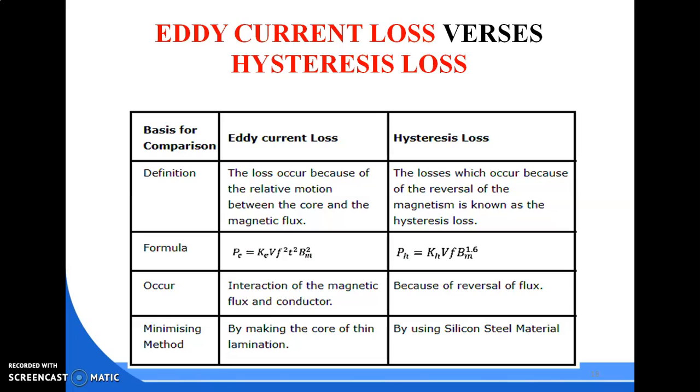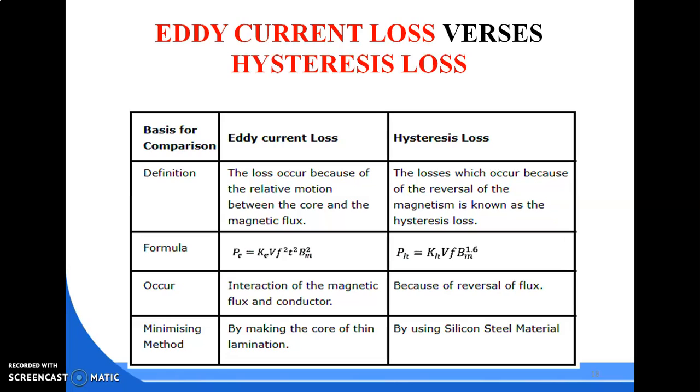The eddy current loss formula is Ke f squared t squared Bmax squared V. But in hysteresis, it is eta f Bmax to the power 1.6 V.